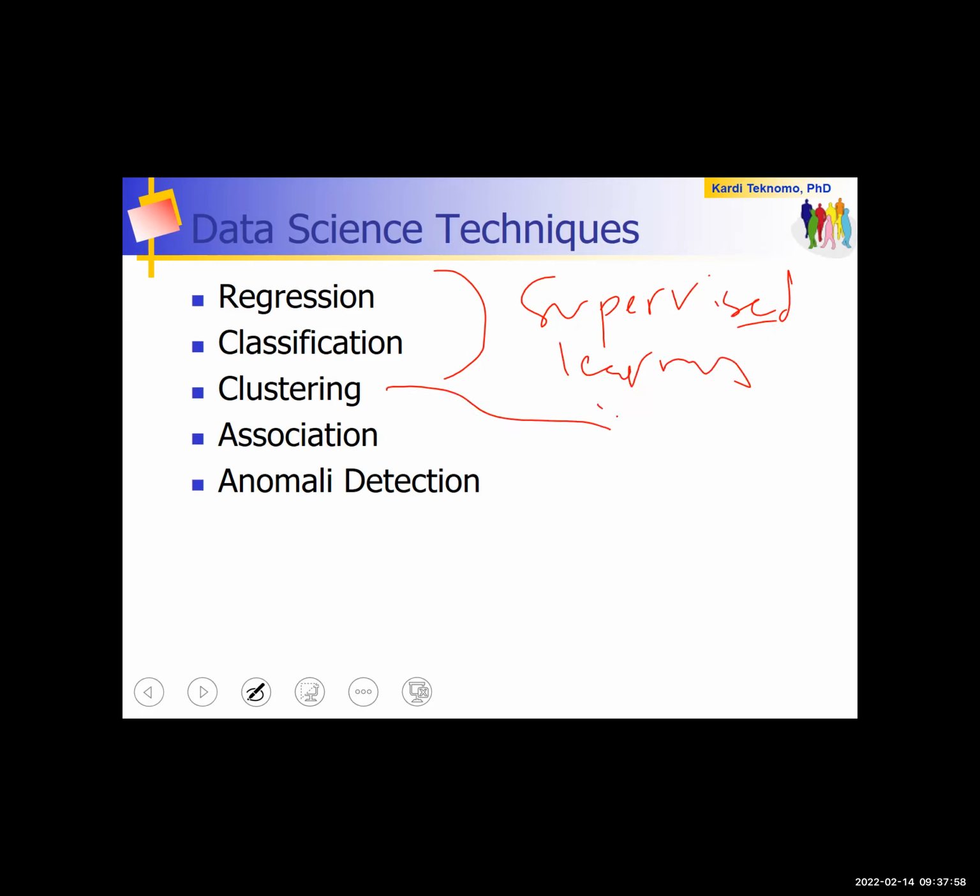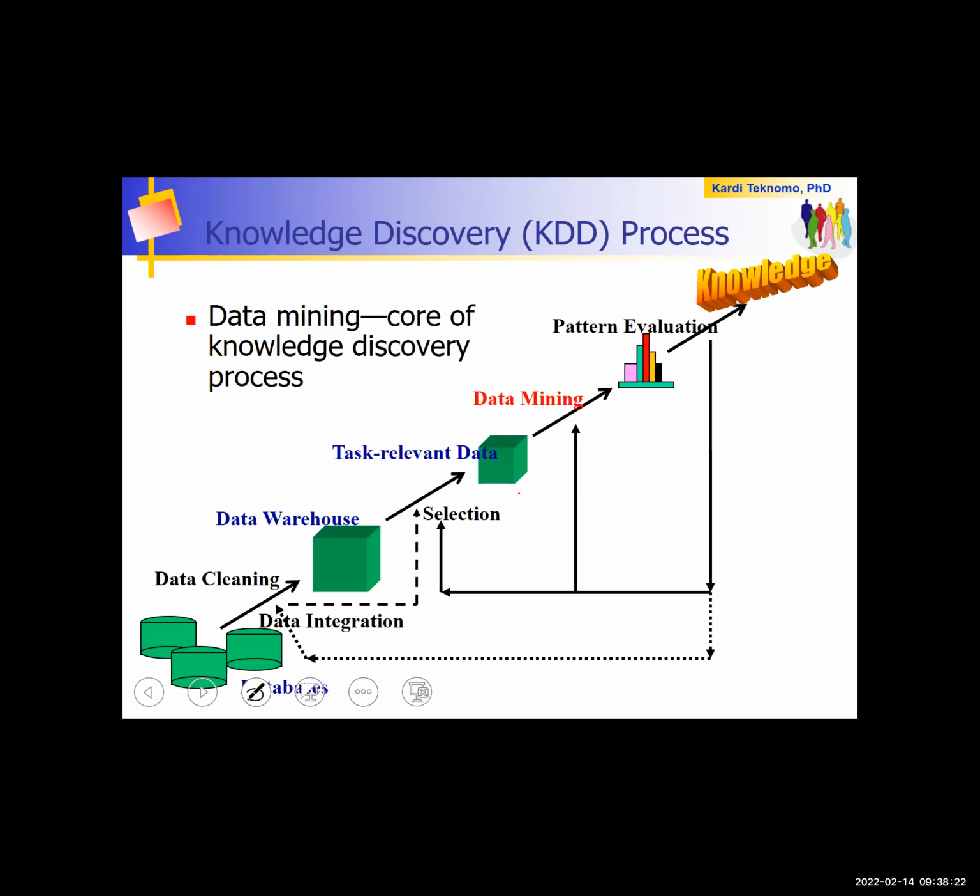Okay, and this one, clustering, is called unsupervised. The third part is association, and the last part is anomaly detection. So we will discuss this later on in this class, right? One by one.